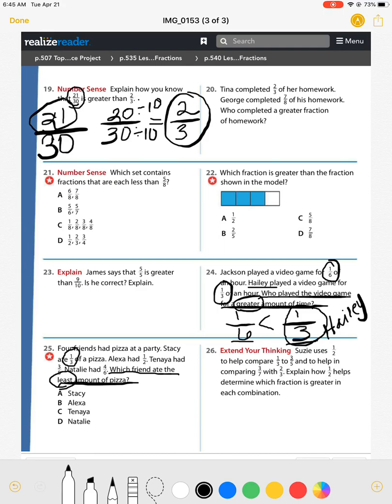Stacy had 1/3. Alexa had 1/2. I'm not sure how to say her name, so I'm going to say T. She had 3/8. And Natalie had 4/6. So I'm going to start comparing these fractions. We're just going to take 2 at a time. I'm going to take Stacy. Stacy had 1/3. Alexa had 1/2. Now let's compare these fractions.